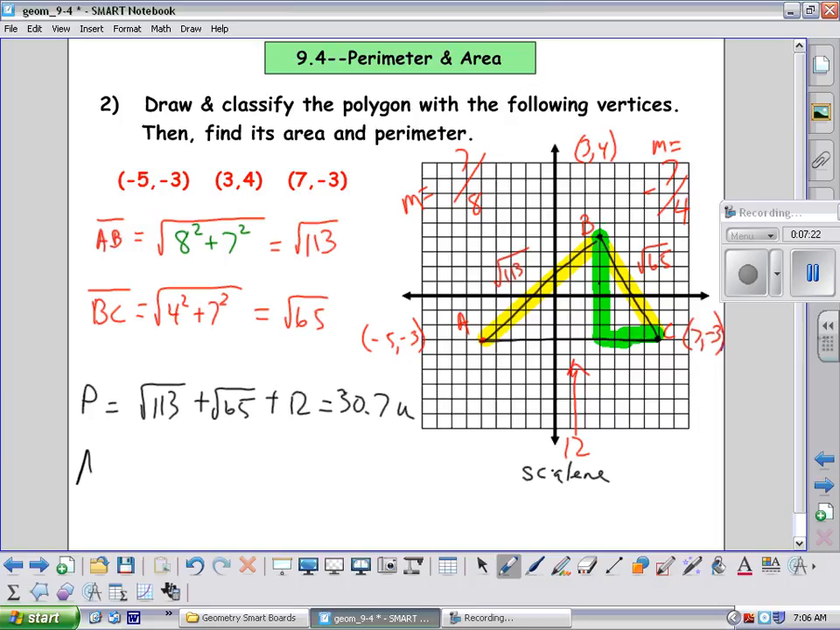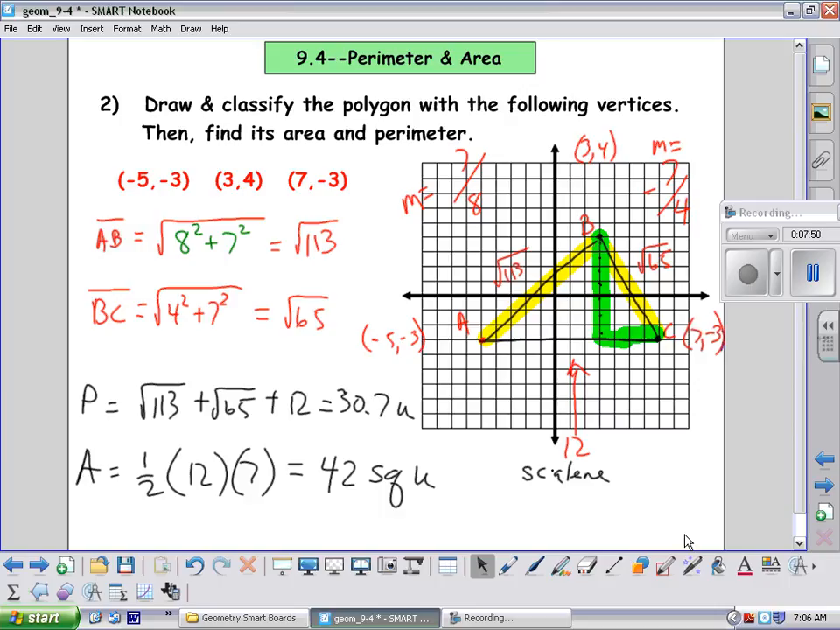And for the area, 1/2 times the base, which is 12, and the height, we highlighted that green line there. See how many units was that? Should have been 1, 2, 3, 4, 5, 6, 7. Yes, it is. Times 7, and you put that in your calculator and you get 42 square units. Or just multiply it in your head. Either way. All right. So that's the idea for that.